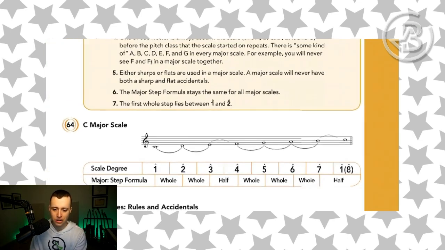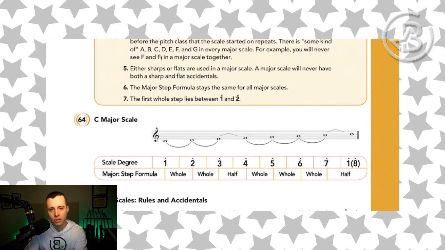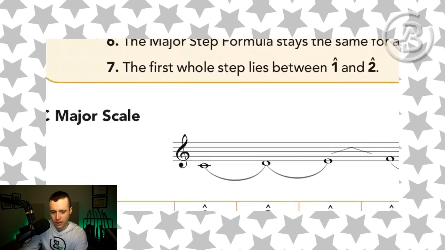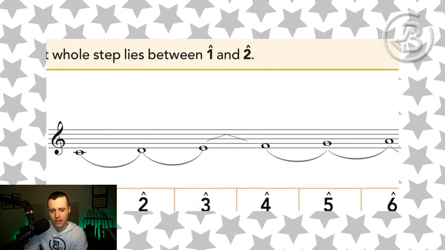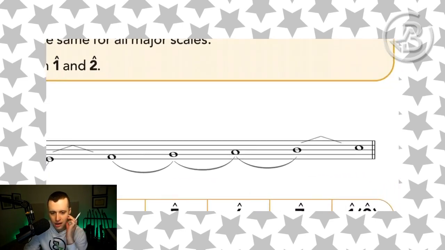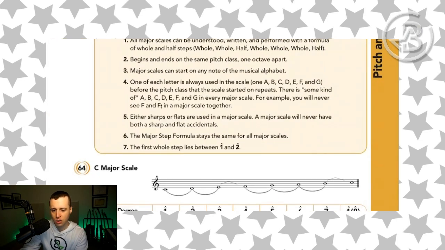Now, we know that major scales can start on any letter of the full musical alphabet, but that's okay for now. Let's talk about major scale rule number 4, and that is one of each letter is always used in the scale. 1A, 1B, 1C, 1D, 1E, 1F, and 1G before the pitch class that the scale started on repeats. There's always some kind of A, B, C, D, E, F, and G in every major scale. So let's double check that. We have a C, a D, an E, an F, a G, an A, a B, and then the pitch class that we started the scale on, the C, repeats one octave higher. So far, so good.